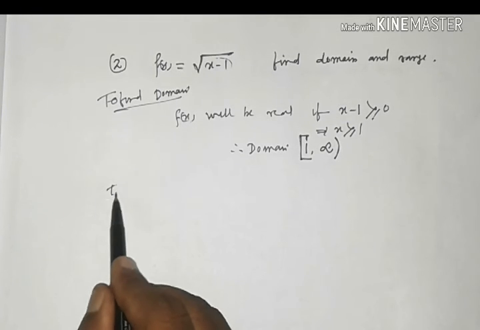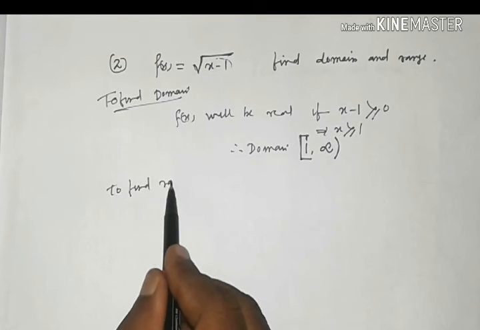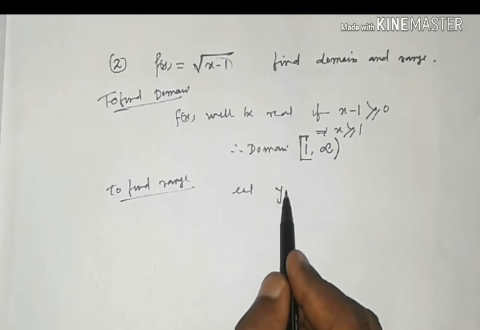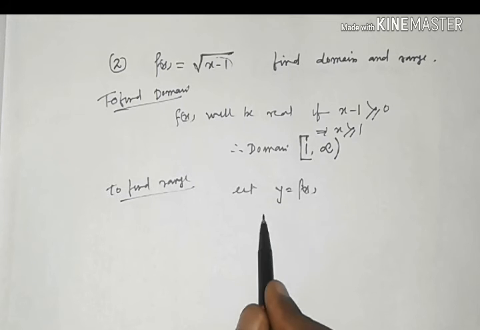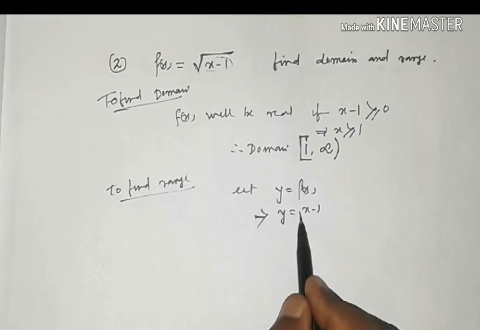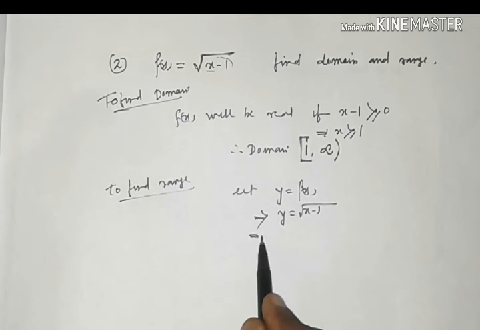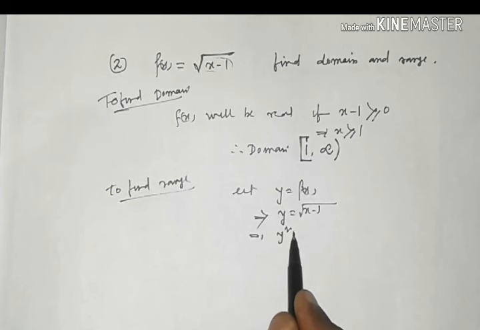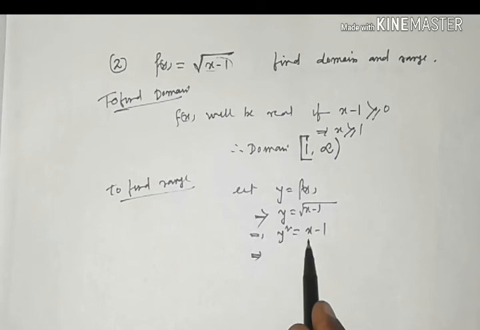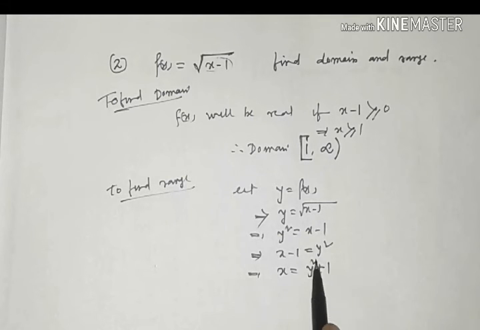To find the range, let y = f(x). This implies y = √(x - 1). Now we remove the root sign by squaring, that is y² = x - 1, that is x - 1 = y². From this we have to find the value of x. x = y² + 1.